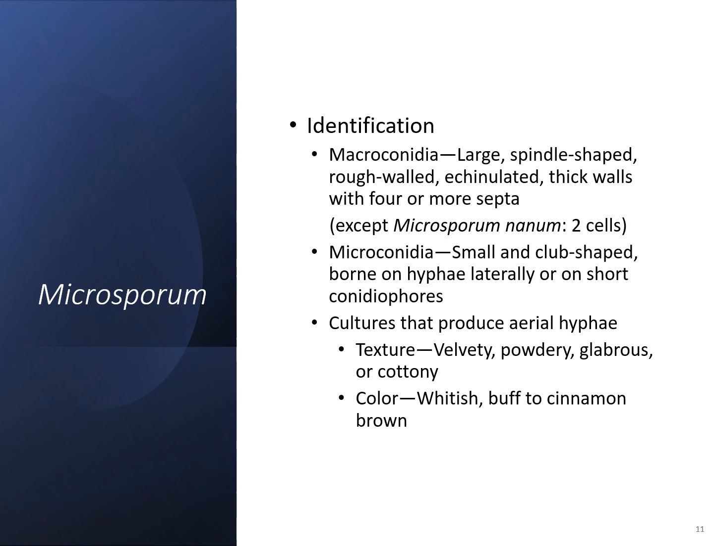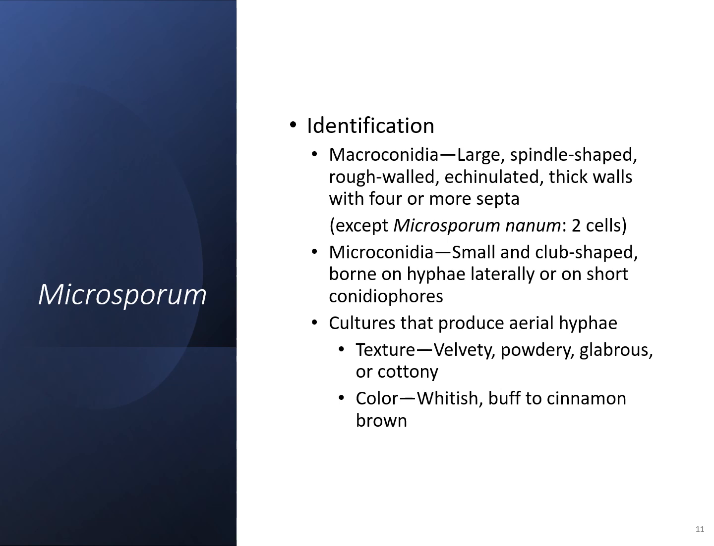Microsporum are identified based on their microscopic appearance. The macroconidia, the large ones, are spindle shaped. They have a rough wall that is echinulated. It's got little spikes around the edges, and it's very thick. They also have 4 or more septa, except for the Microsporum nanum species. They only have about 2.